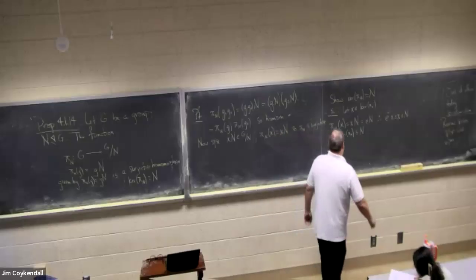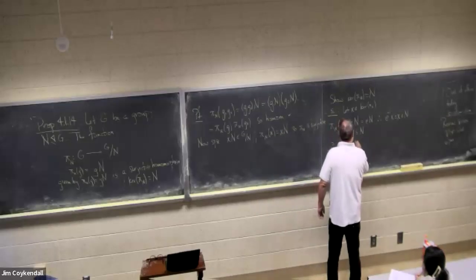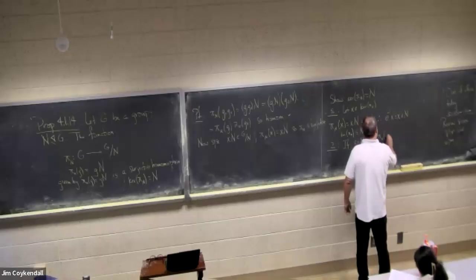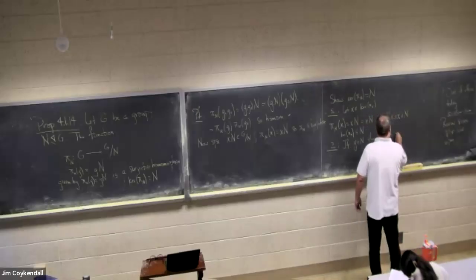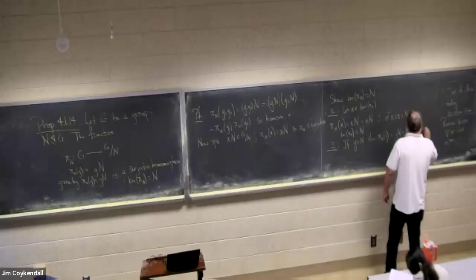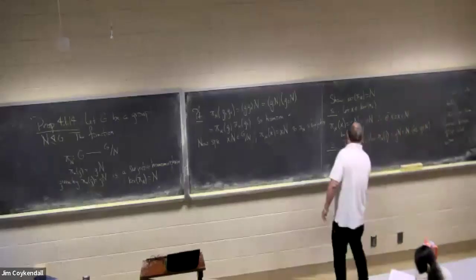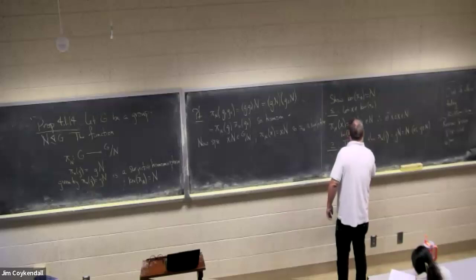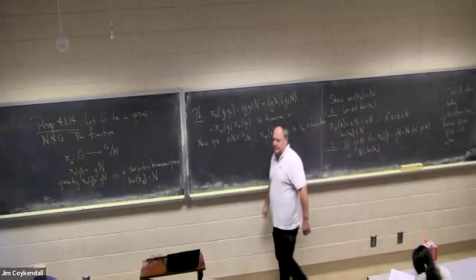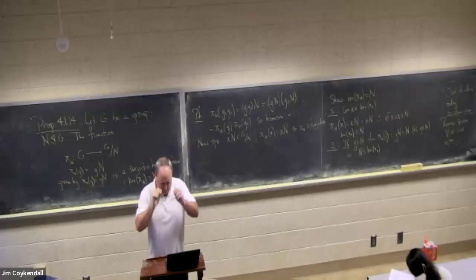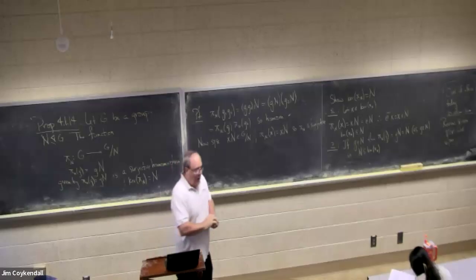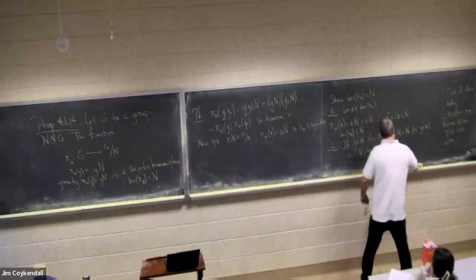Now for the other direction, if g is in N, then pi of g is the identity coset, so N is contained in the kernel. And so you have equality. Any questions on that? Okay, I'm going to give you this last proposition for you to think about for next time.